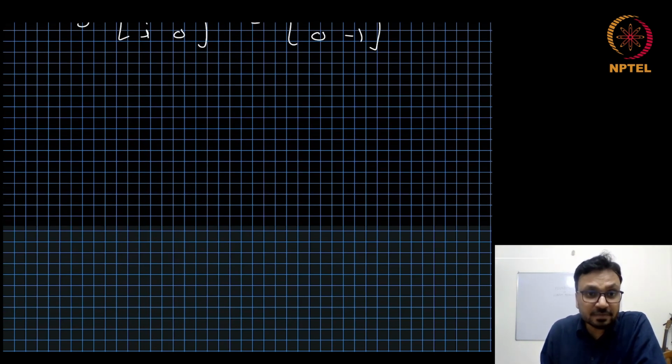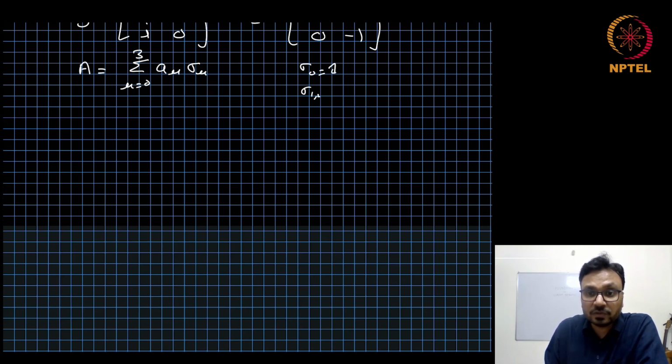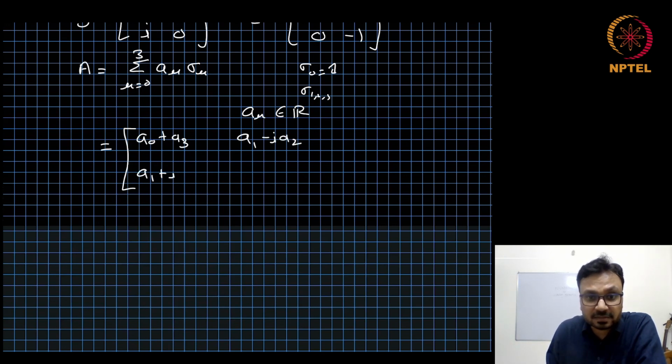So these operators being bases means any Hermitian 2 by 2 operator A can be written as a sum over mu from 0 to 3, A mu sigma mu, where sigma 0 is identity and sigma 1, 2, 3 are defined up there, and A mu is a real number. So if we expand it, it will look like A0 plus A3, A1 minus i A2, A1 plus i A2, and A0 minus A3.